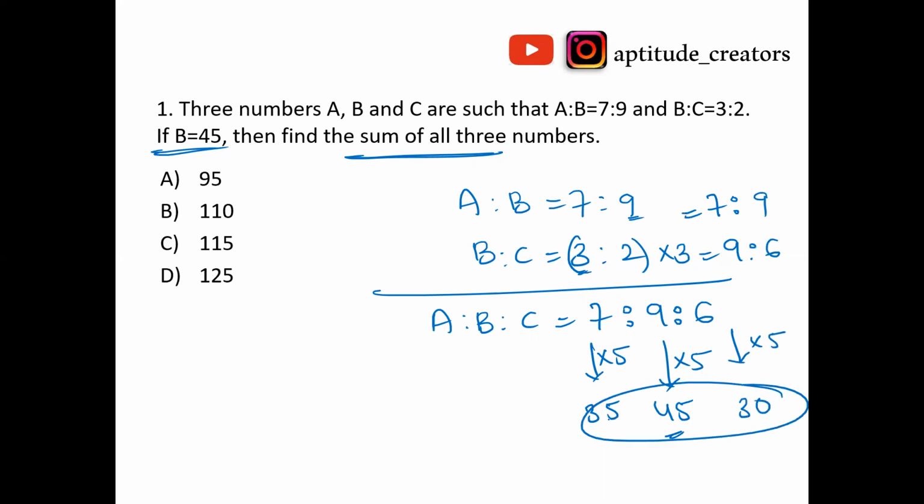it will take time. Correct. So what I am doing is adding all the numbers. What is 6 plus 7 plus 9? It gives the result as 22. Here, I am multiplying by 5 to get 45. Correct. Now, what is 22 into 5? 110. The answer is option B, 110.